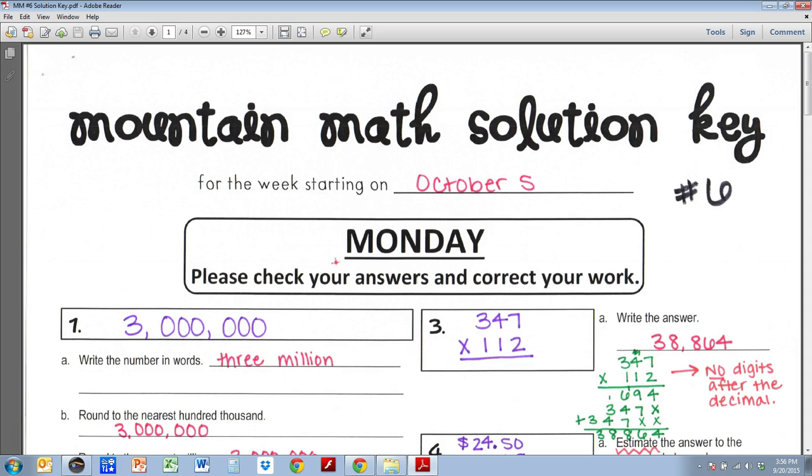Go ahead and get out our mountain math for today. Go ahead and put up your pencil, get out your red pen, and be ready to check with me.